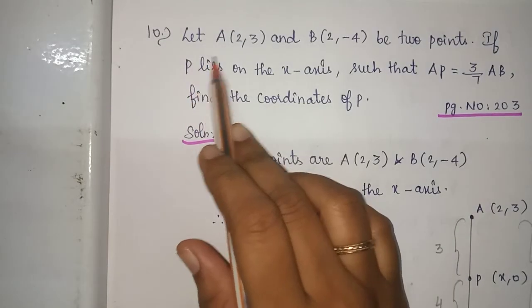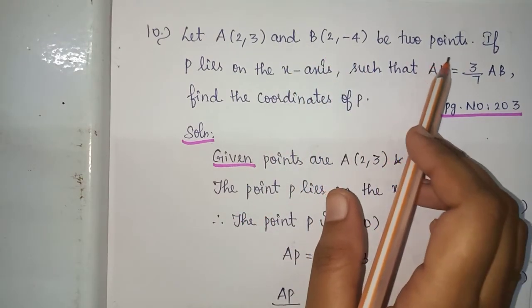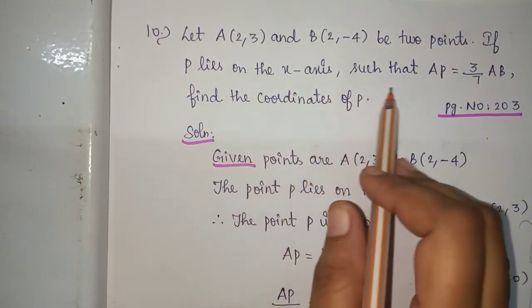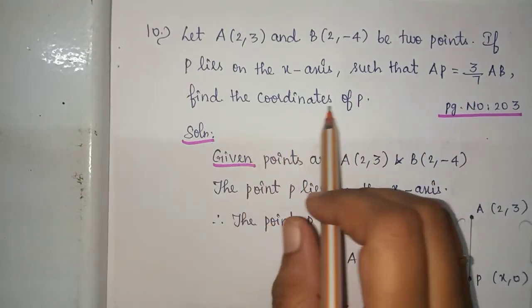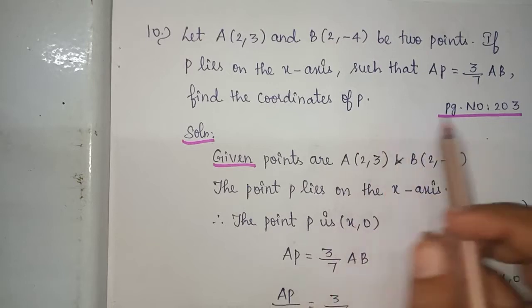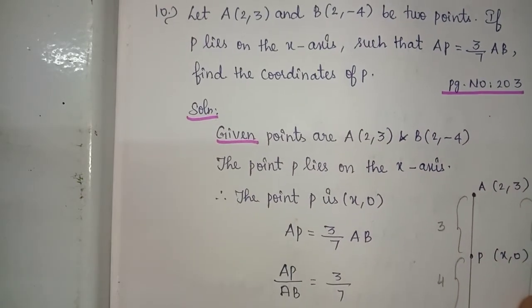Problem number 10. Let A (2, 3) and B (2, minus 4) be two points. If P lies on the x-axis such that AP is equal to 3 by 7 of AB, find the coordinates of P. This problem belongs to the same page number 203. So let us see the solution.